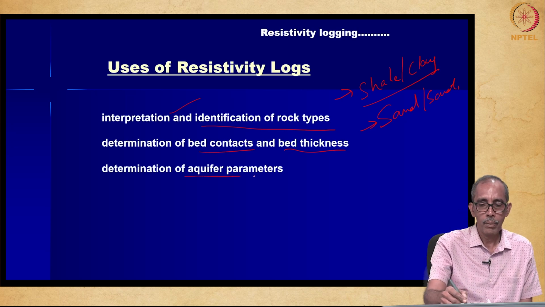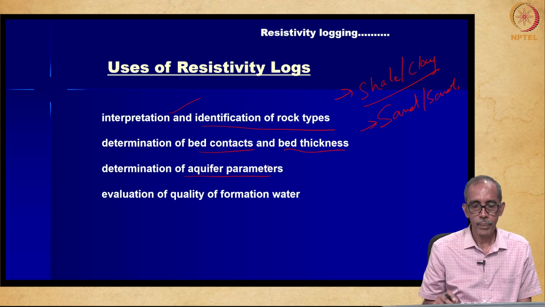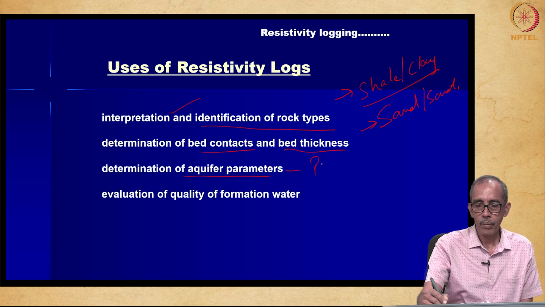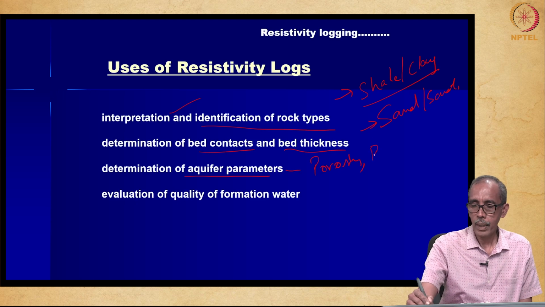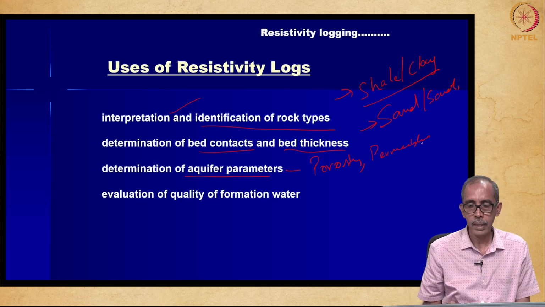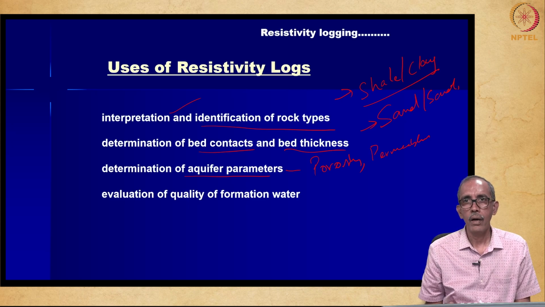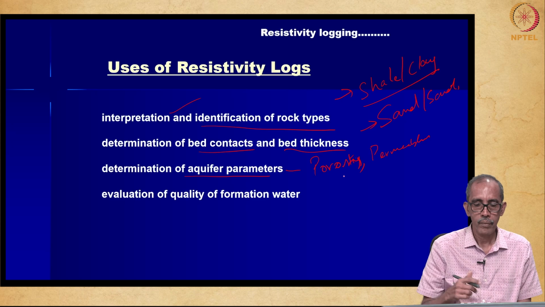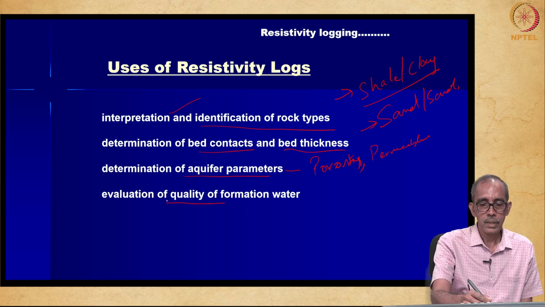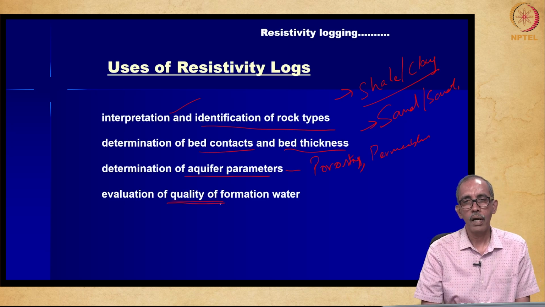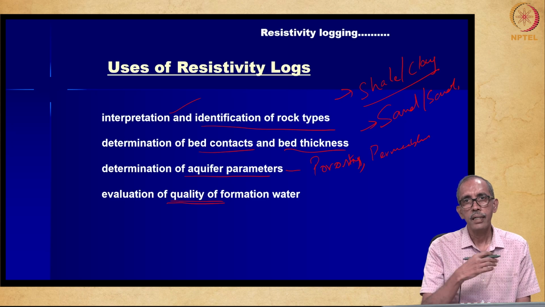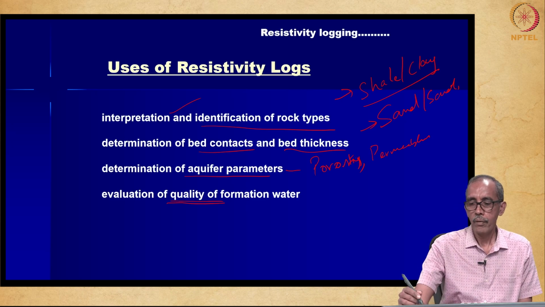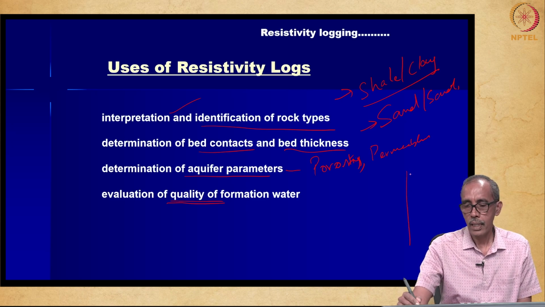We are also able to determine some aquifer parameters such as porosity, then permeability. We have already seen how we are able to determine porosity as well as permeability. Then it will also shed light on the quality of formation water. I didn't tell anything about that, right, but how are we able to understand?